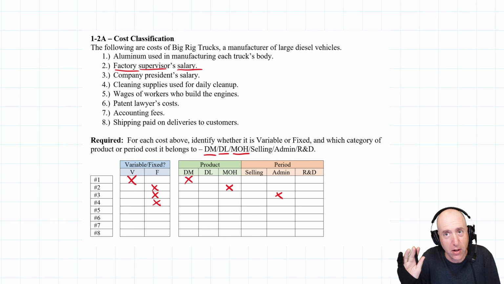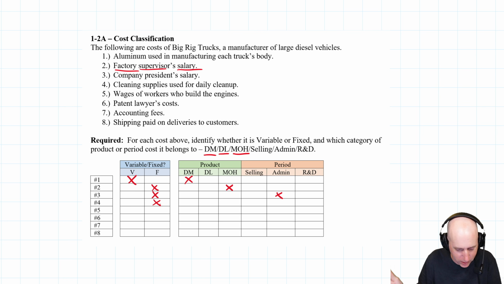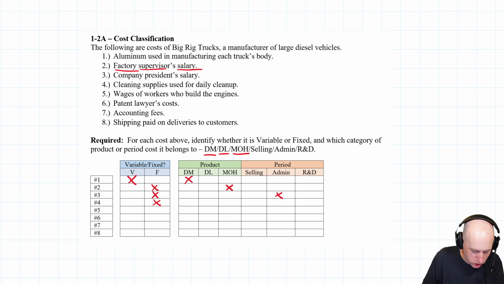If you know the business better and you go, no, it actually goes up and down, the more trucks, then make it variable, but my assumption would be fixed reading this. But if it's a real company and you know, then you make it whatever it should be, but I think fixed makes most sense here.